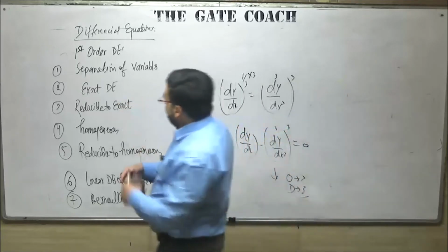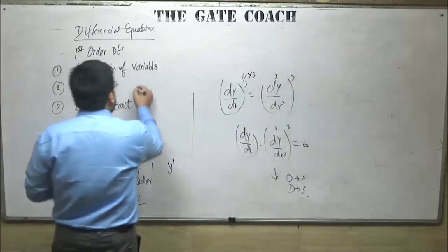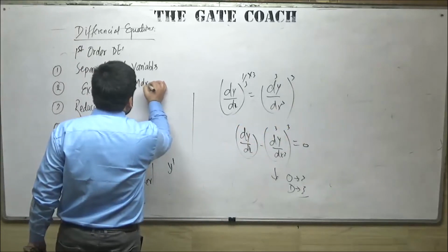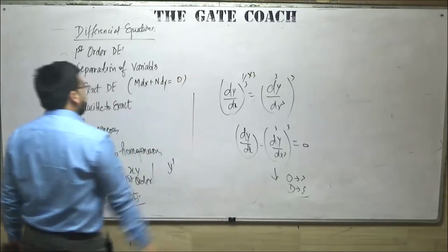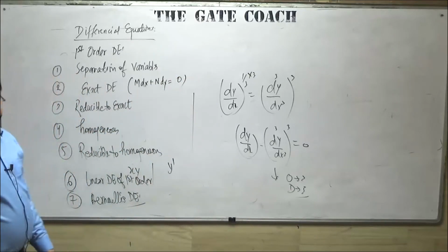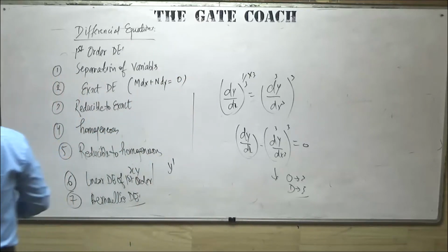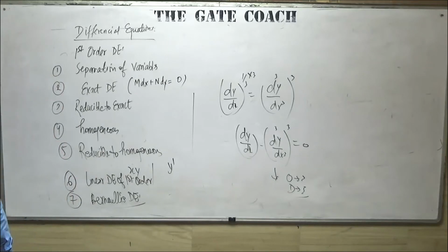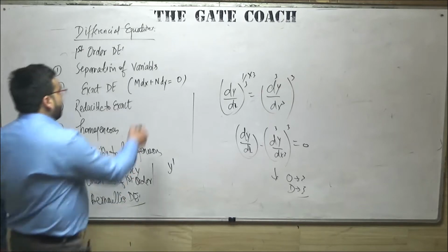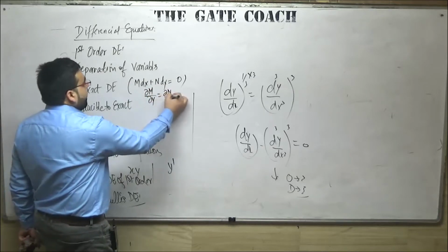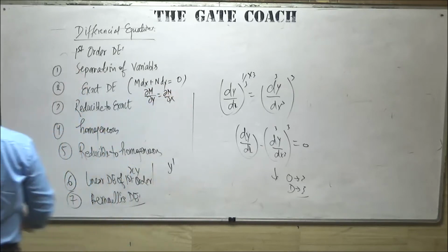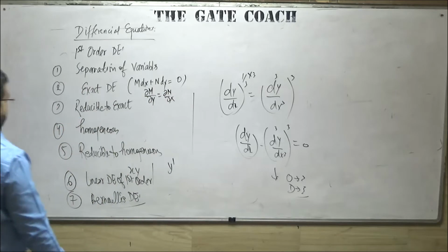Exact differential equation. Let us say you have an equation like this: M dx + N dy = c, or let us say 0. Clear? M dx + N dy. If you have a differential equation like this, then it is said to be an exact differential equation if ∂M/∂y is equal to ∂N/∂x. Then this type of differential equation is called the exact differential equation.